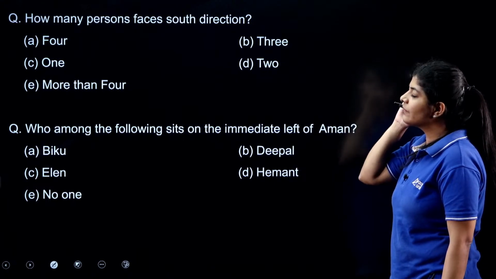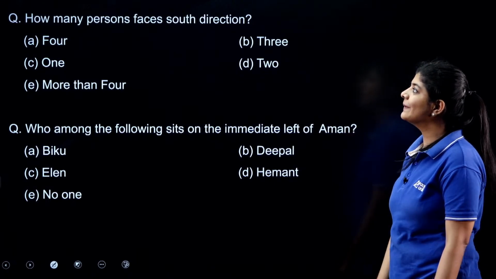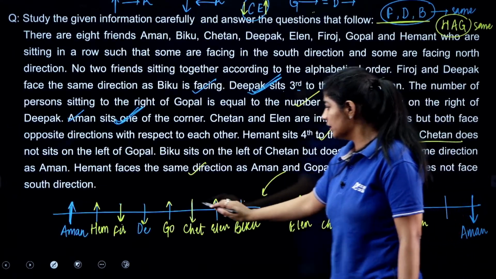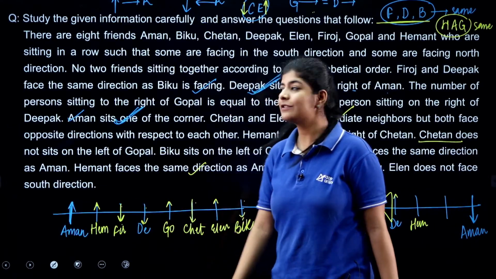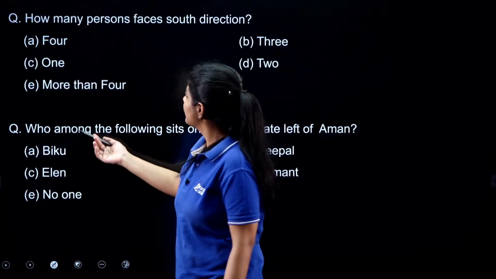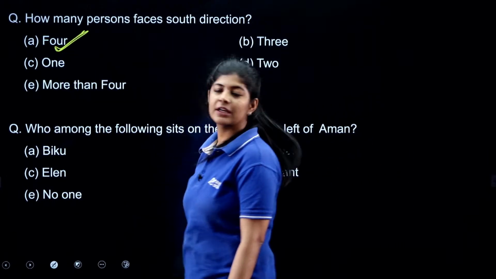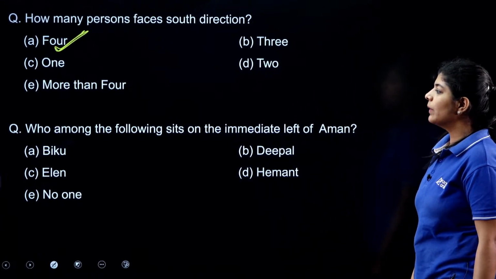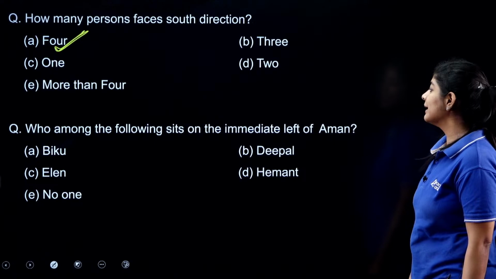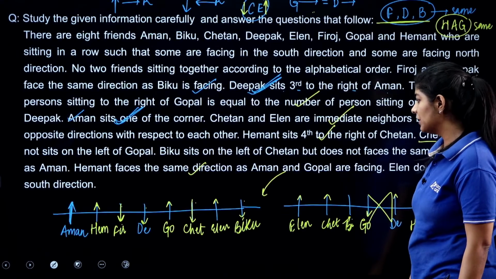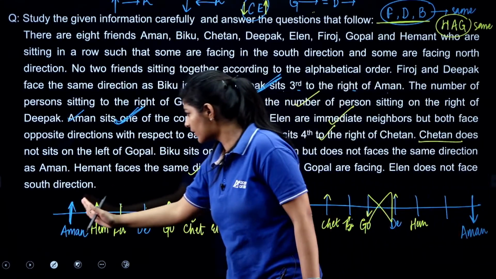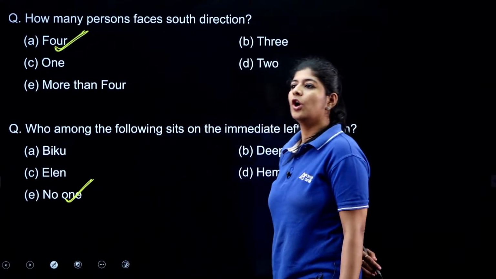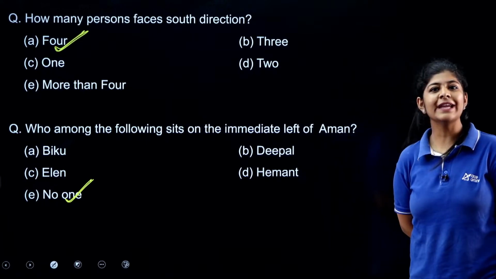So according to this, we need to find out first how many persons face the south direction. So 1, 2, 3, 4. How many persons are we having? We are having 4. That means option number A is the correct one. Next, who among the following sits on the immediate left of Aman? Immediate left of Aman. There is no one. Option number E is the correct one.